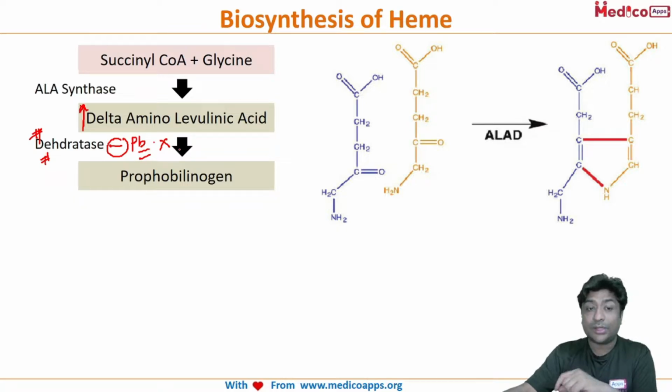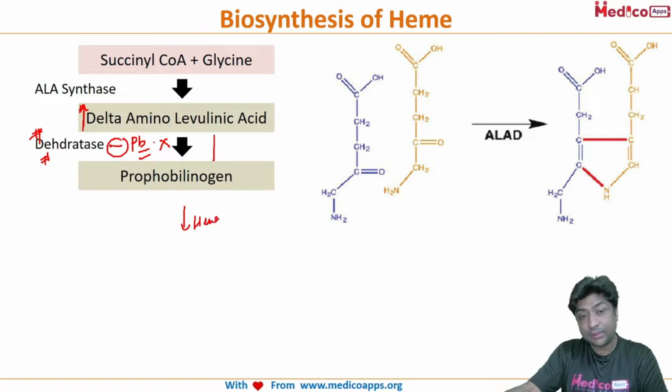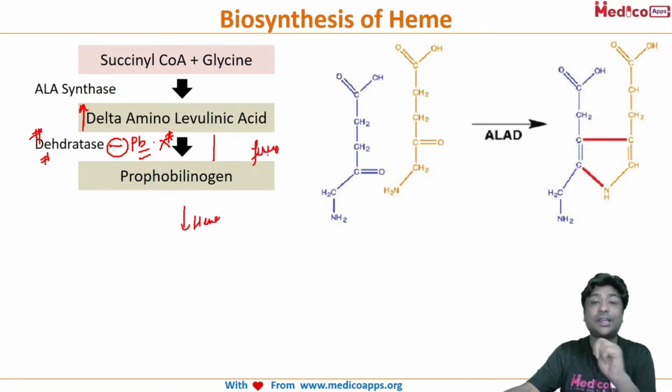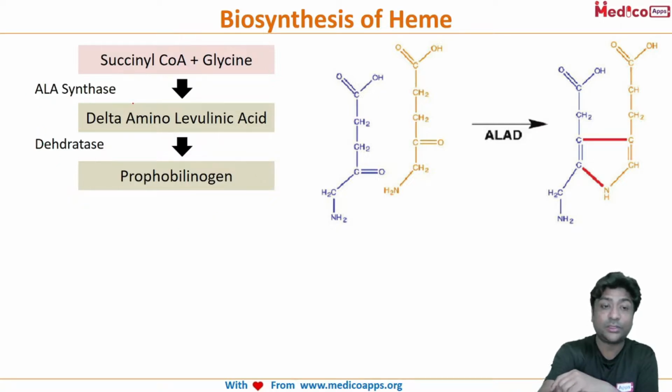Now we know that in lead poisoning, the formation of heme will come down, right? Because this enzyme is inhibited. Another very important enzyme which is inhibited by lead is ferrochelatase. There are two enzymes which are inhibited by lead poisoning. One is this dehydratase and one is the last enzyme, ferrochelatase. We'll learn about it. So ultimately what happens in lead poisoning, heme synthesis comes down, and once heme synthesis comes down, the activity of ALA synthase will increase. So this is the second question they are going to ask about lead poisoning. In lead poisoning, there are three questions they are going to ask.